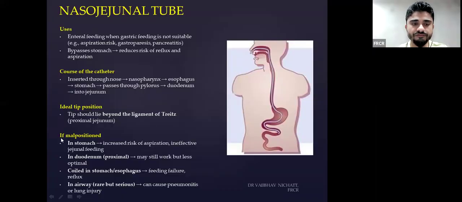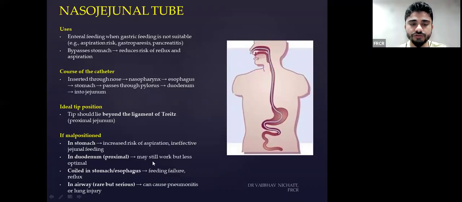If it is malpositioned, if the tip of the nasojejunal tube is seen in the stomach, then it can cause increased risk of aspiration, like we have discussed. The whole purpose of putting a nasojejunal tube is to reduce the risk of aspiration. It can cause ineffective jejunal feeding. If it is in the duodenum, then the risk of aspiration might still be there, but it will be reduced.